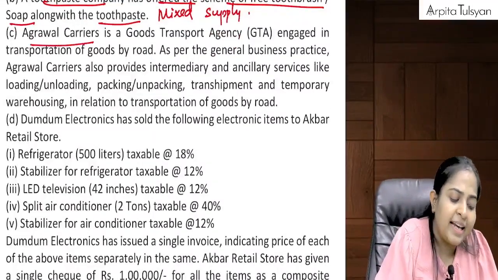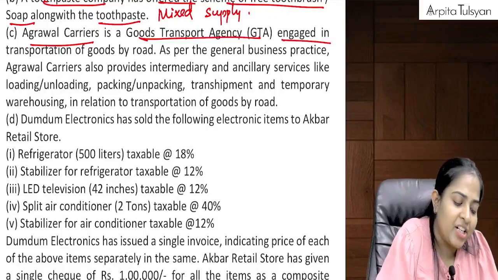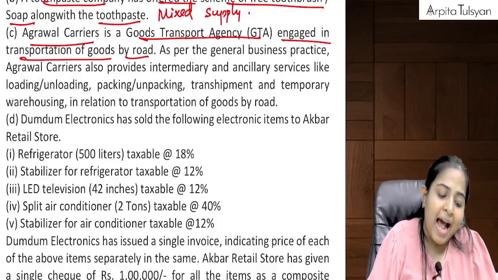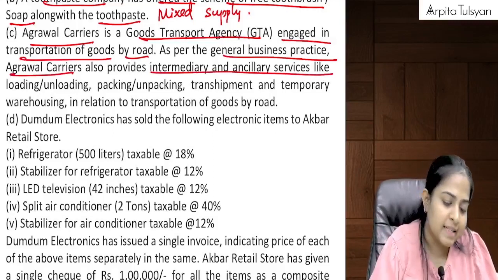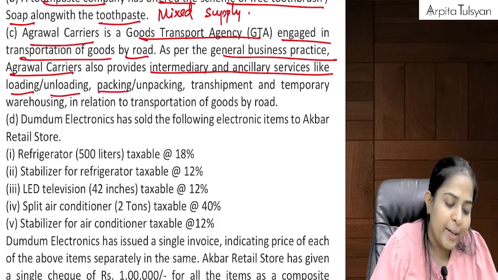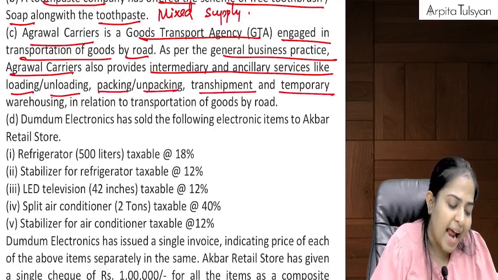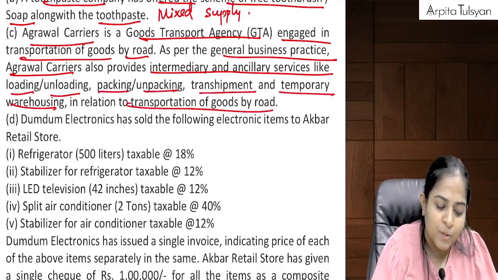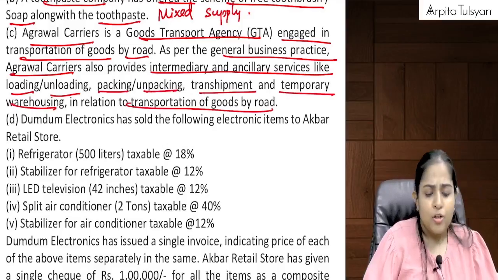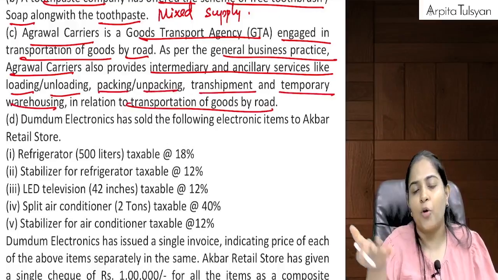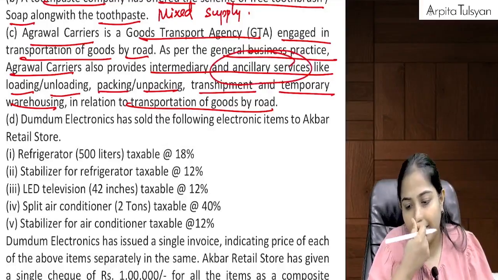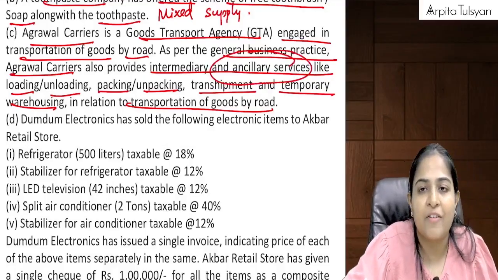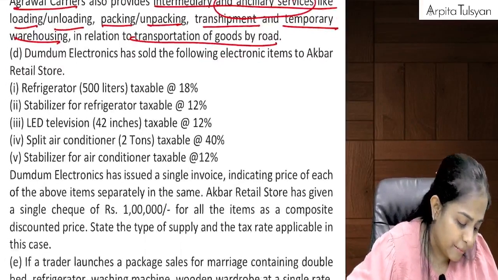Then Agrawal Carriers is the GTA engaged in transportation of goods by road. As per the general business practice, it also provides intermediary and ancillary services like loading, unloading, packing, unpacking, transshipment and temporary warehousing in relation to transportation of goods by road. So main service is transportation, and along with that they themselves are telling that it is providing some ancillary services. So yes, it will be considered as a composite supply. We have already done the circular on this.